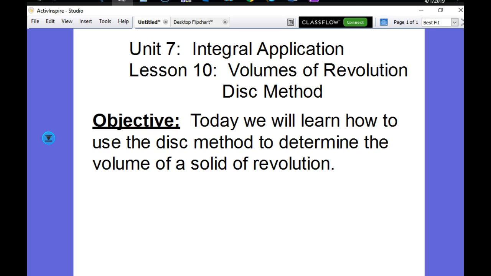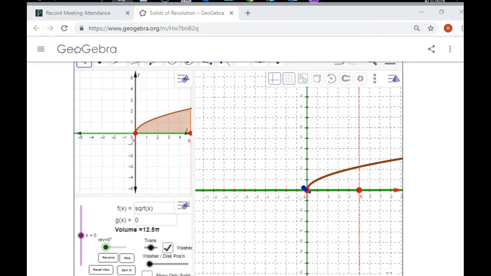What it is, if you take an object and you rotate it, it would create a solid if you were to rotate it. Okay, so that's what we're talking about. We're going to learn how to find the volume of those types of solids today. And that's our last topic. We're going to spend 2 days on it. So let me demonstrate for you.